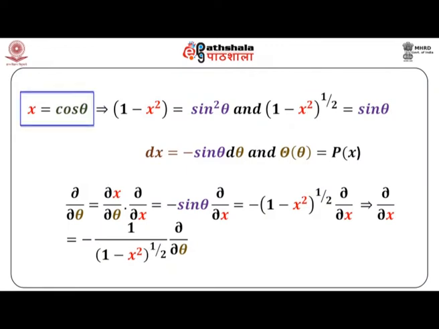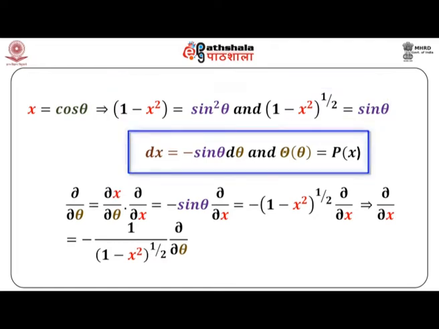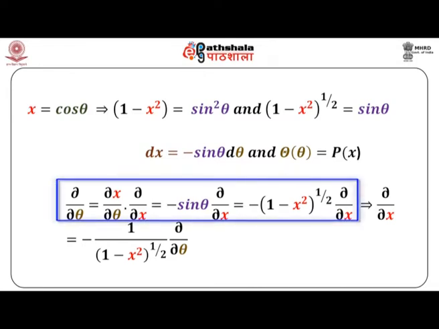We put x equal to cos theta, and therefore 1 − x² becomes sin² theta, and the square root of 1 − x² becomes sin theta. As you can see, dx will be equal to −sin theta dθ, and we make the substitution Θ equal to P(x). Then wherever we have to substitute ∂/∂θ, it can be written as ∂/∂θ equals ∂x/∂θ multiplied by ∂/∂x.